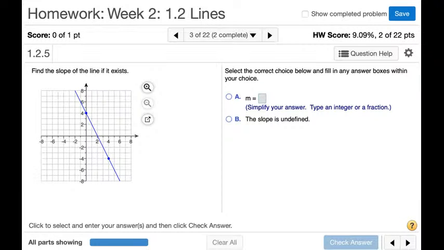So slope is rise over run. We went down 8 and right 4. So the slope is negative 2.